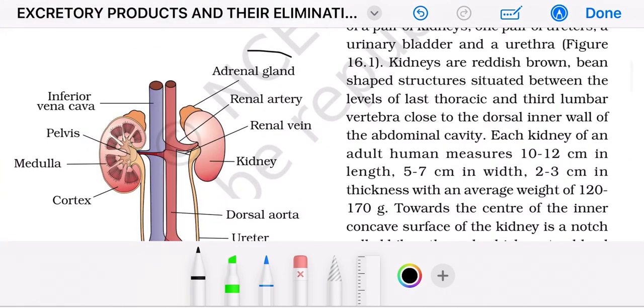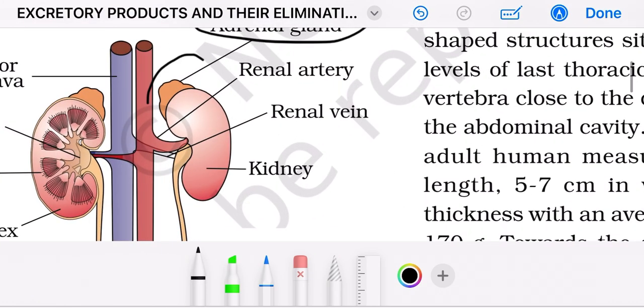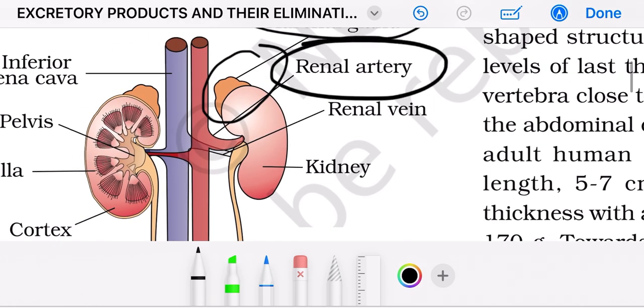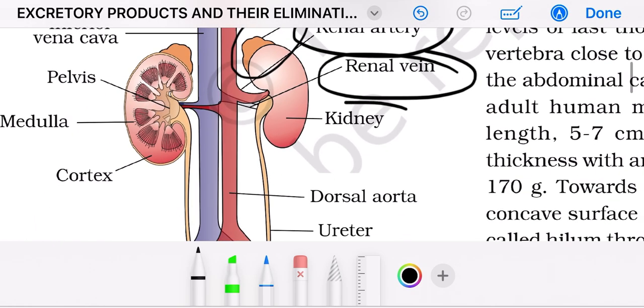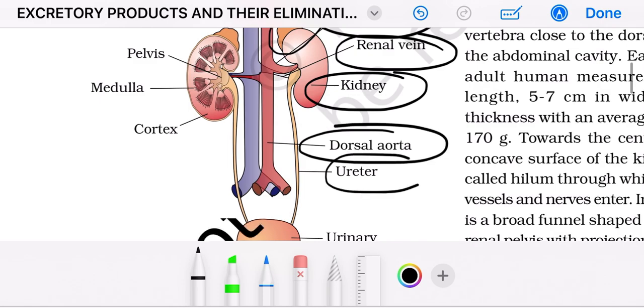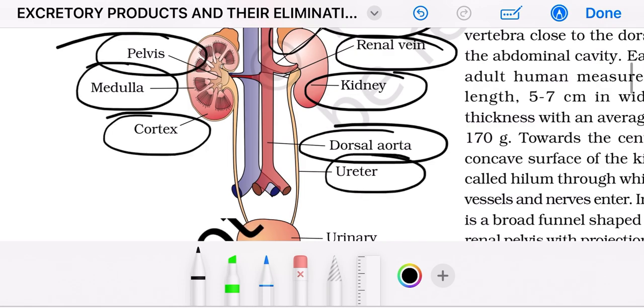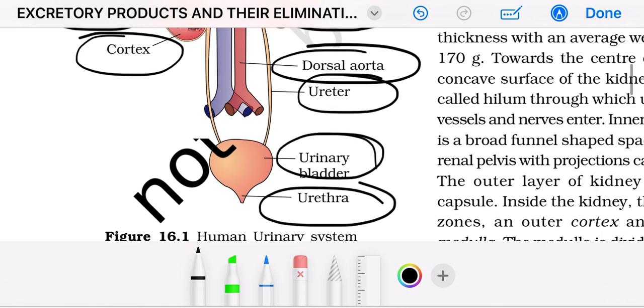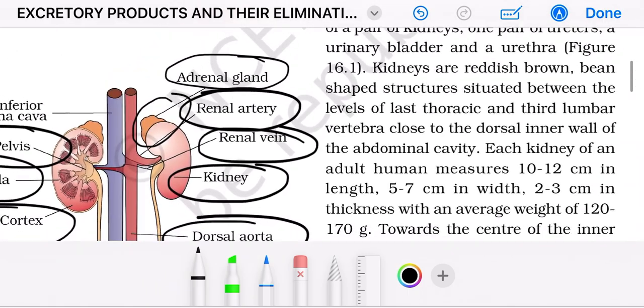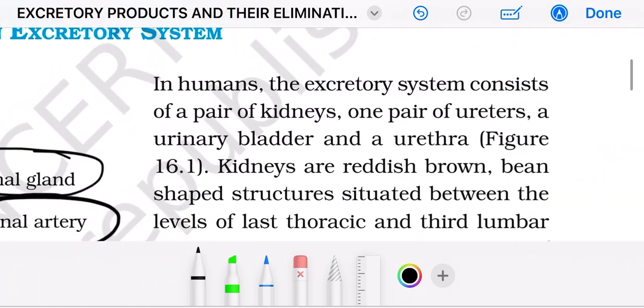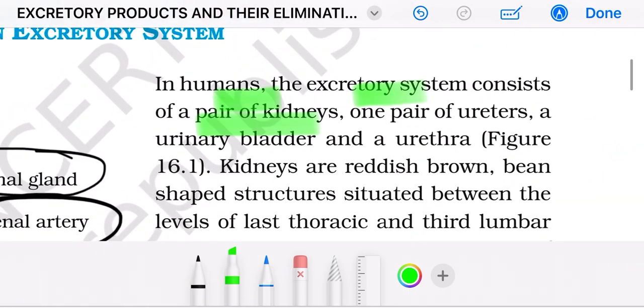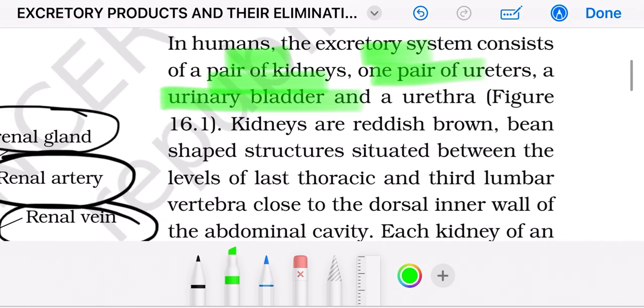Human excretory system. Look, where is the adrenal gland? On top of the kidney. Renal artery, renal vein, kidney, dorsal aorta, ureter, cortex, medulla, pelvis, urinary bladder and urethra. In humans, the excretory system consists of a pair of kidneys, one pair of ureters, a urinary bladder and a urethra.